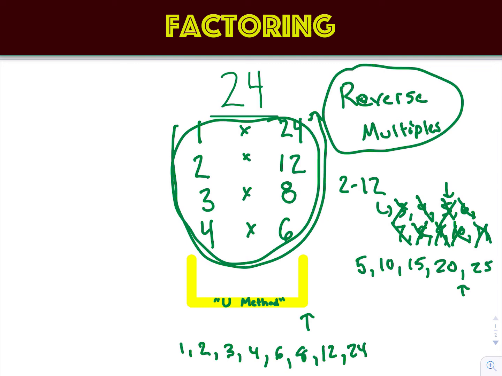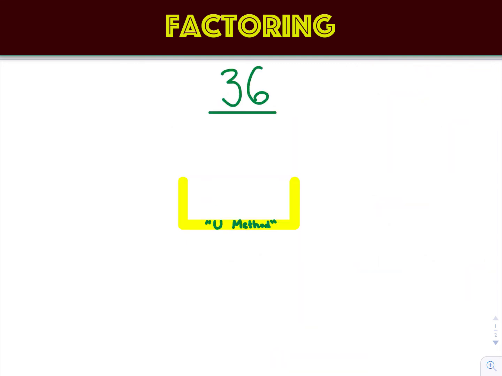Okay, we're going to do one more example. This time we're going to use the number 36. Again, I'm going to start with 1, and 1 times 36 is a factor pair. Right now I have a large pool of numbers. I need to check all numbers in between 2 and 35. I know, though, that with the U method, this will quickly shrink.